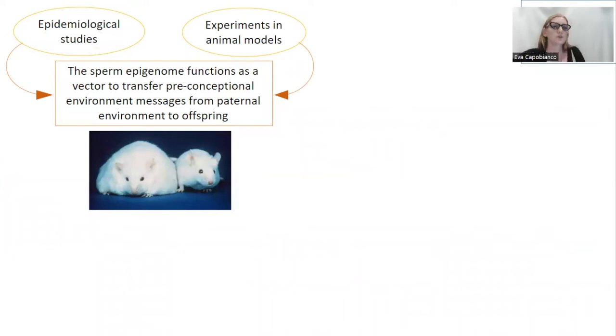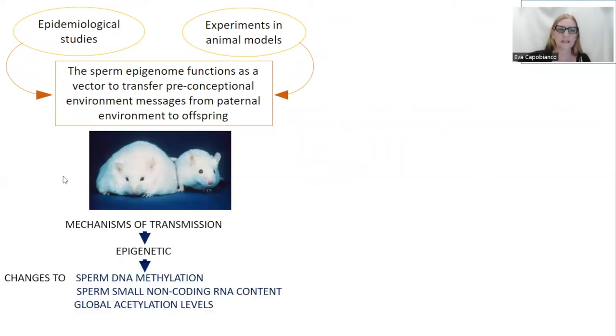And some epidemiological studies and other experiments in animal models have concluded that the sperm epigenome functions as a vector to transfer preconceptional environment messages from paternal environment to offspring. And the mechanisms of transmission that are of epigenetic nature are changes to sperm DNA methylation, sperm small non-coding RNA content, and global acetylation levels.